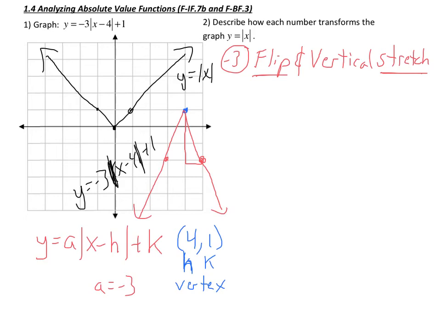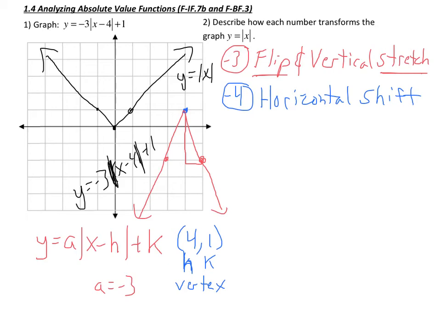All right, next one. Let's look at the -4. The -4 is telling us to shift left and right. Left and right is called a horizontal shift. It's always going to be a horizontal shift. Just the question is which direction.